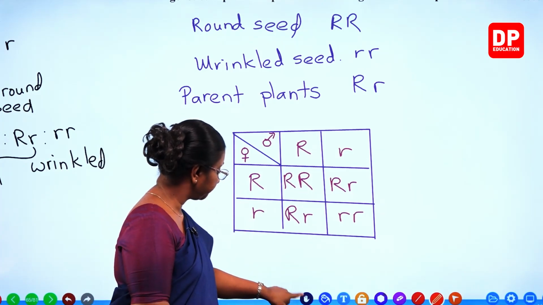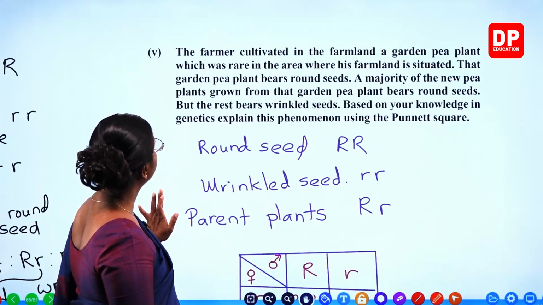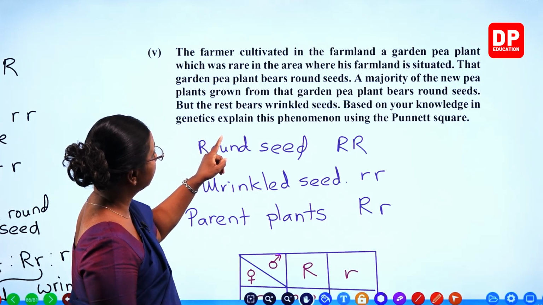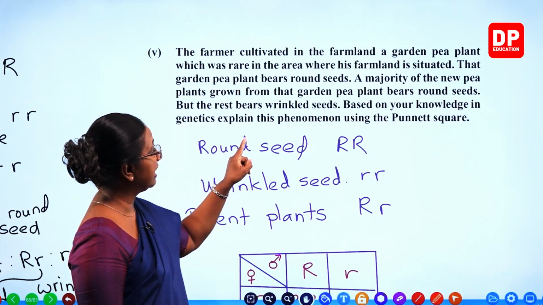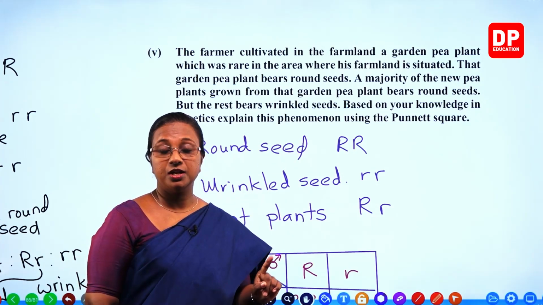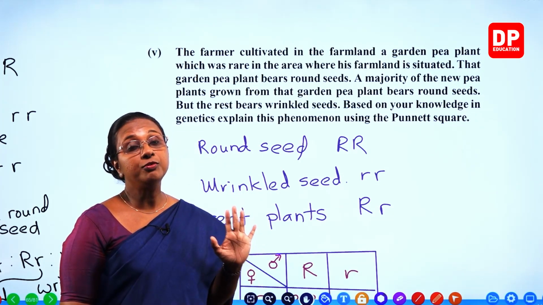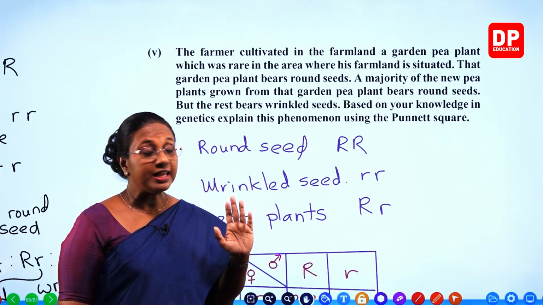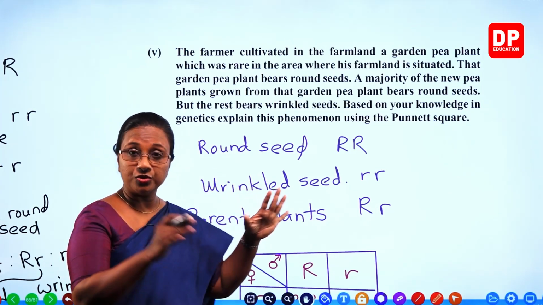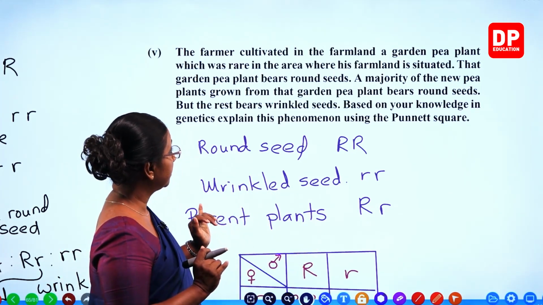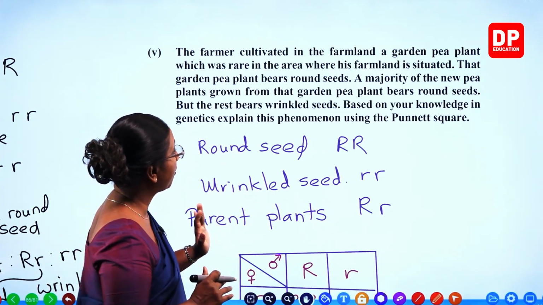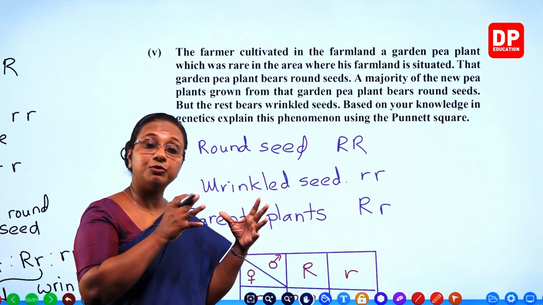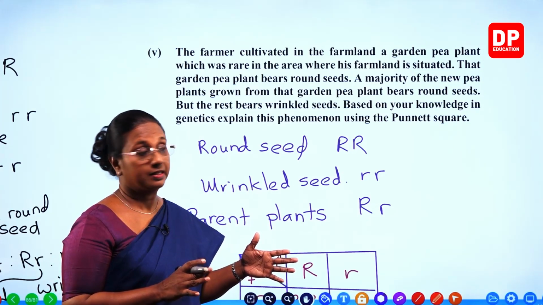Is that okay? So, here if you again look at the question, the farmer cultivated in the farmland a garden pea plant which was rare in the area where his farmland is situated. So, there you have to remember why they say that it was rare. So, it's only his passion, the garden pea plant. So, there only the new generations have to form, and all the characters have to be within those plants.